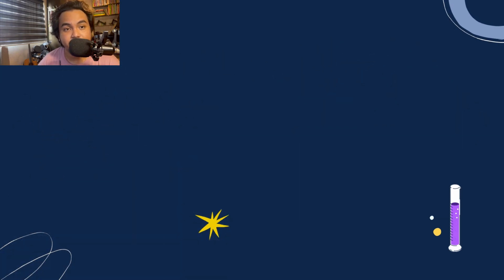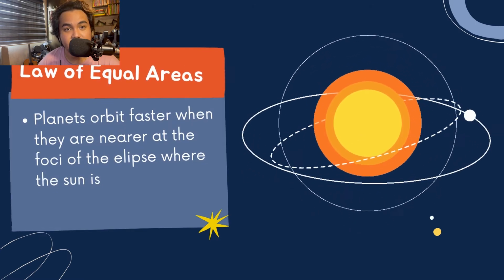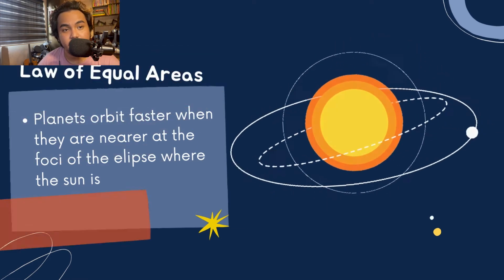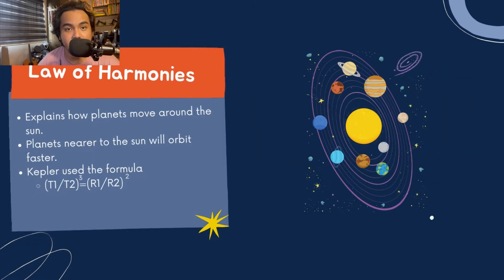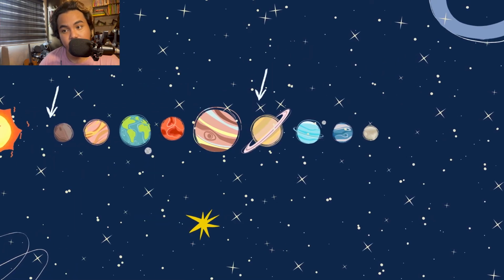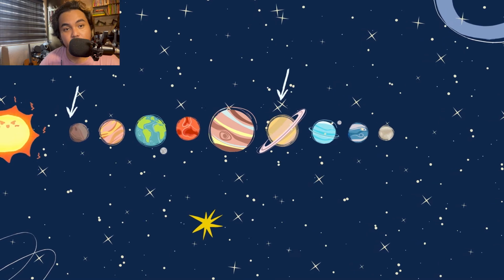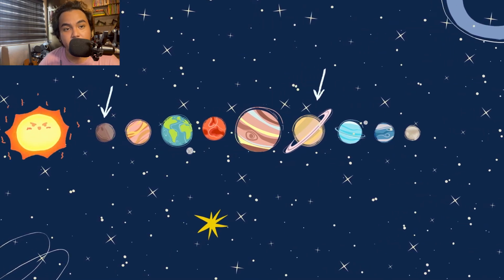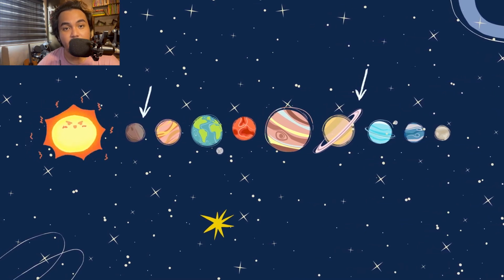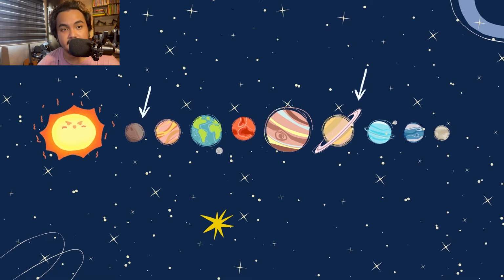Now, the second law is called the law of equal areas. This law explains that the planets orbit faster when they are closer to the sun. For the third law, it is known as the law of harmonies. This basically talks about how the planets are separated and how they move around the sun. It explains that the planets that are closer to the sun, for example Mercury, orbit faster, and, let's say Neptune, it will orbit the sun much slower. So, Johannes Kepler's idea of planetary motion later on helped in Isaac Newton's study about gravity.